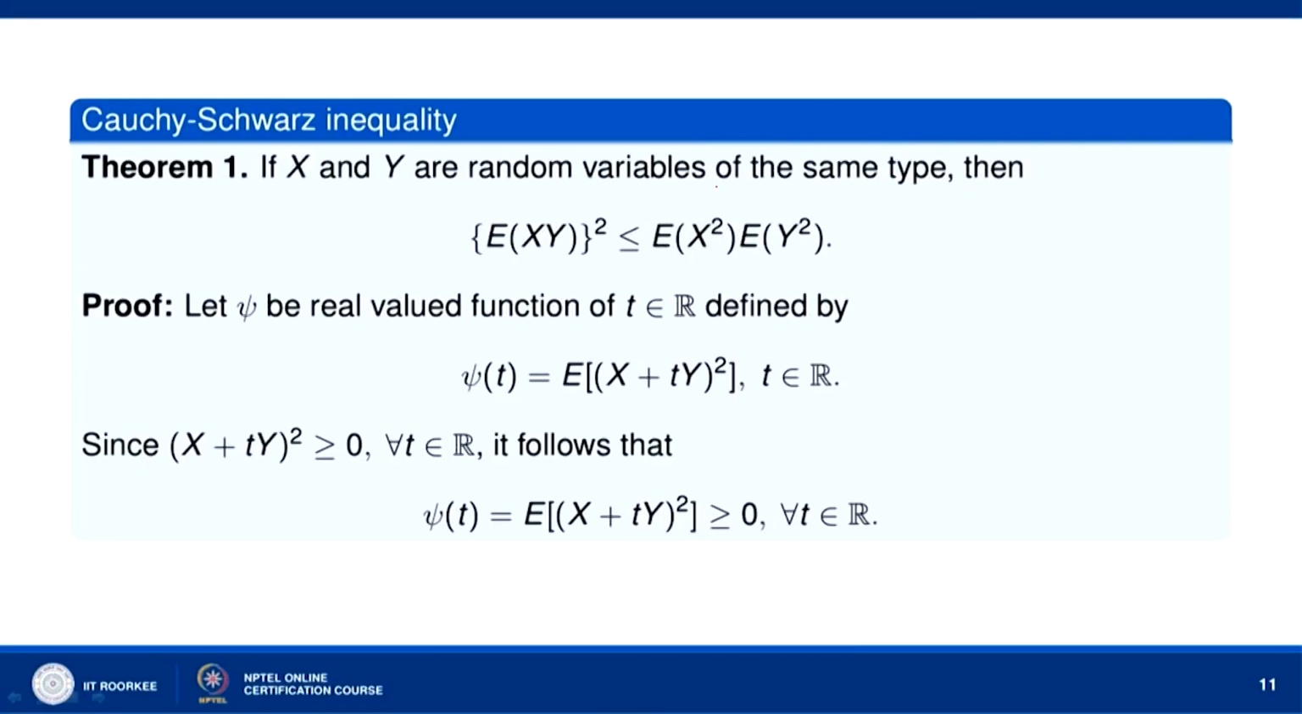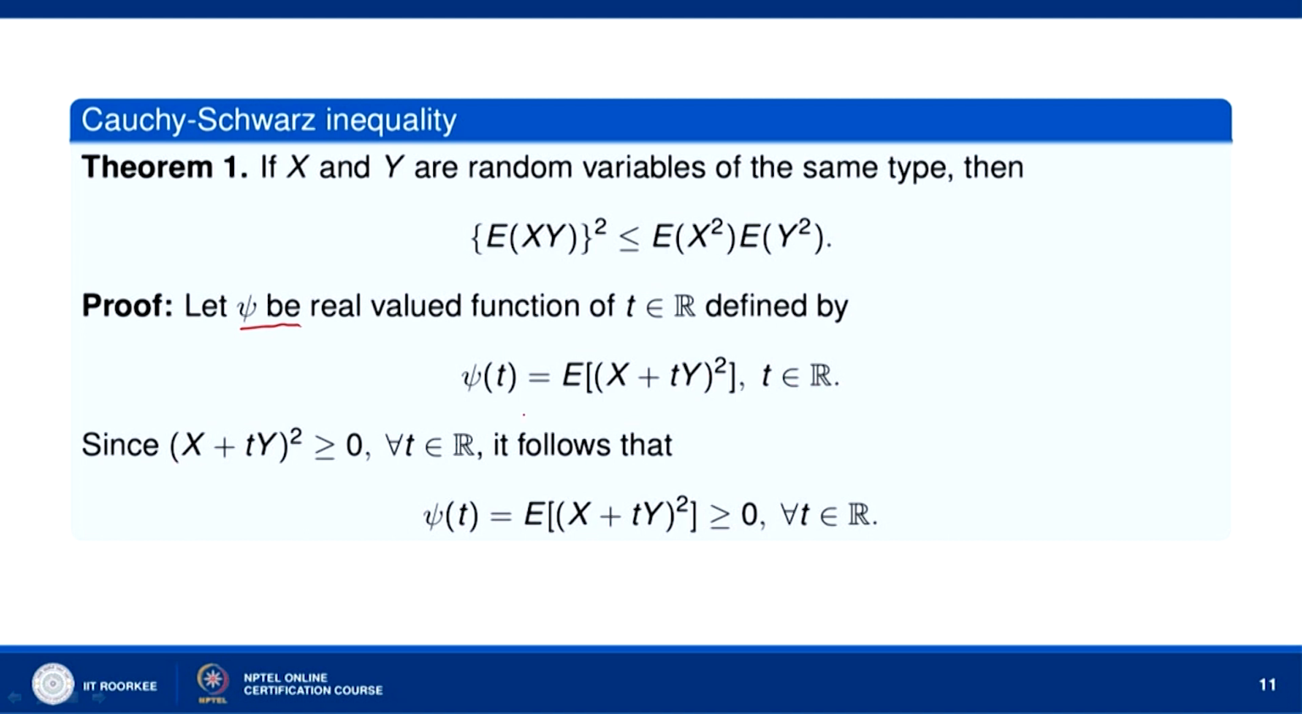So, if x and y are random variables of the same type, that means either both of them are discrete random variables or they are both continuous random variables, then expected value of x y whole square is less than or equal to expected value of x square into expected value of y square. Let us take psi to be a real valued function of a real variable t defined by psi t equal to expectation of x plus t y whole square, where t belongs to R.